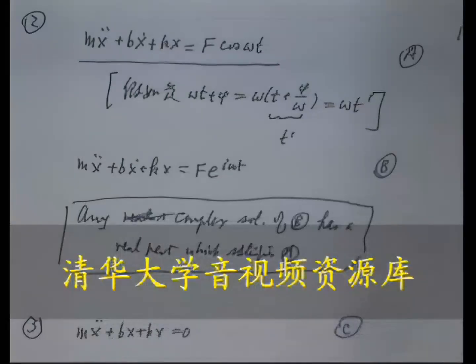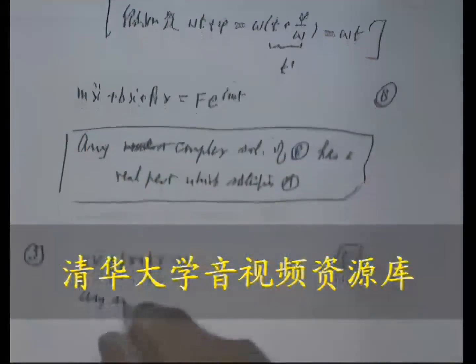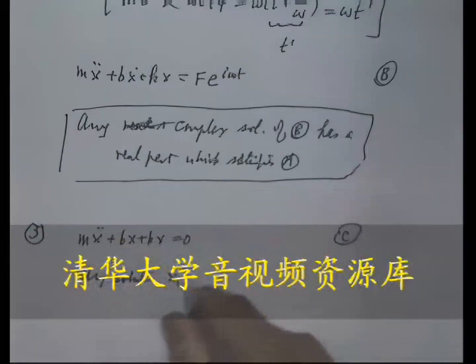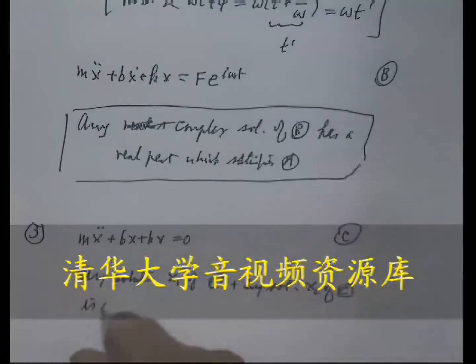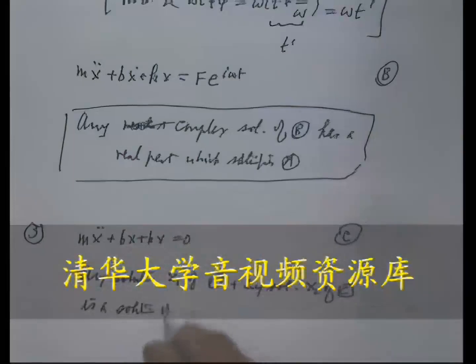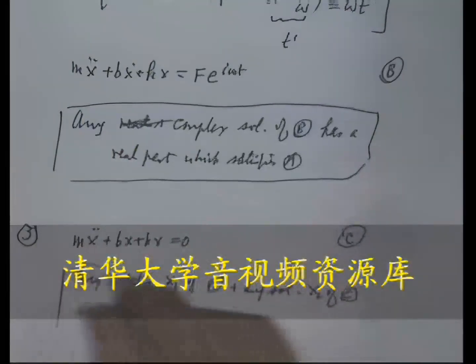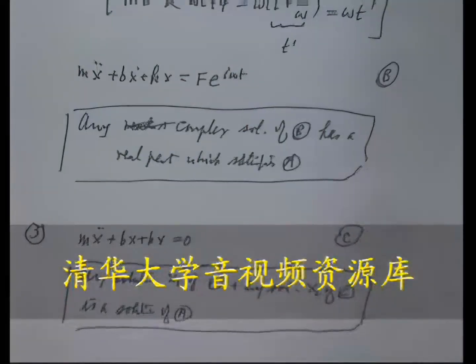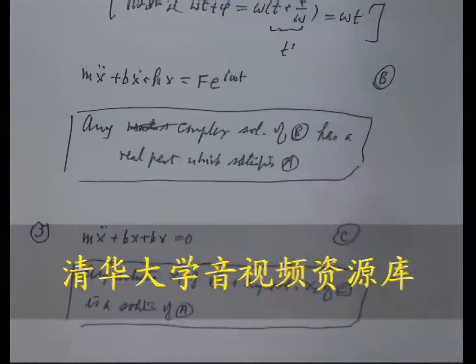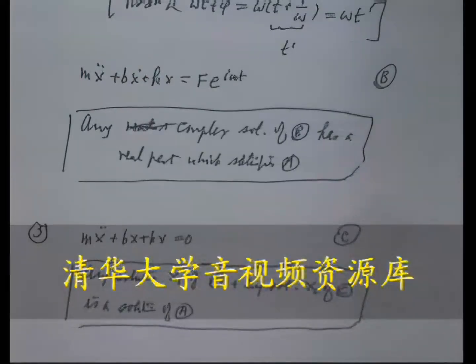So let me write it down. Any solution x1 of A plus any solution x2 of C is a solution of A. And that is called a general solution. So a general solution always consists of an x1 plus an x2.